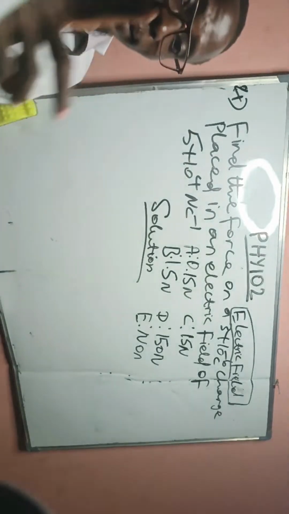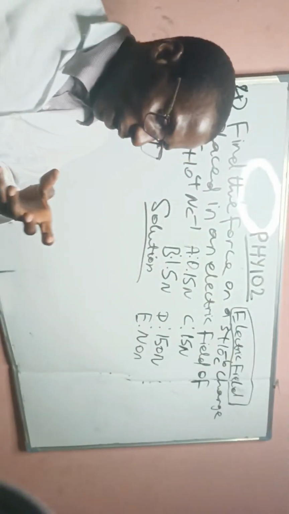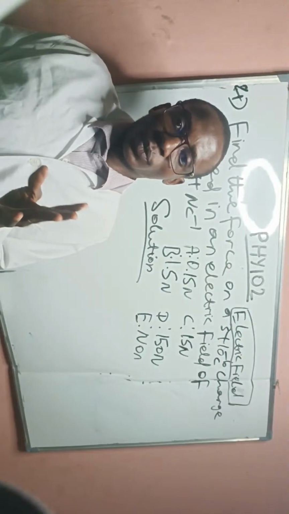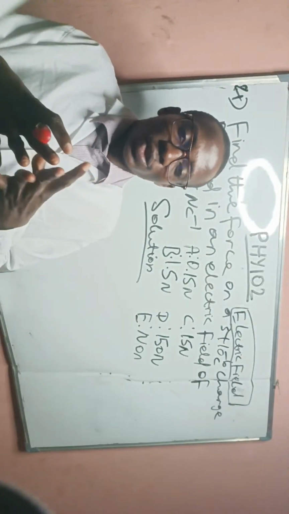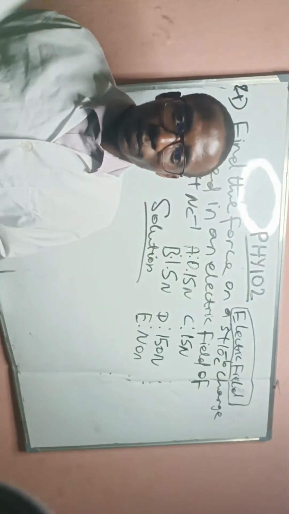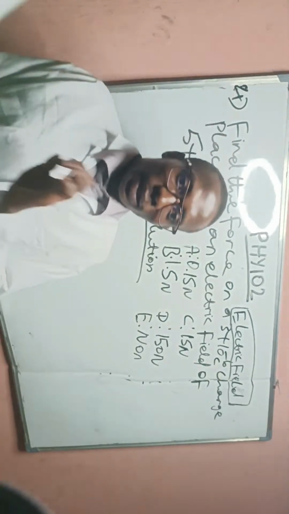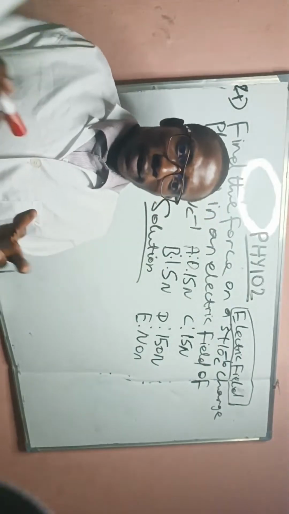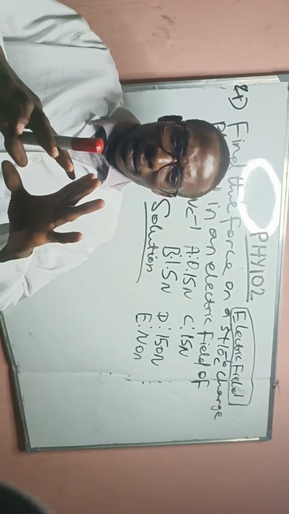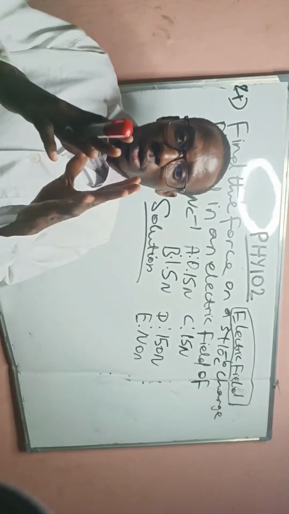Now, what is the electric field? Electric field can be defined as a space or a region where electric force is felt or experienced. I repeat, electric field can be defined as a space or a region where electric force is being felt or experienced.